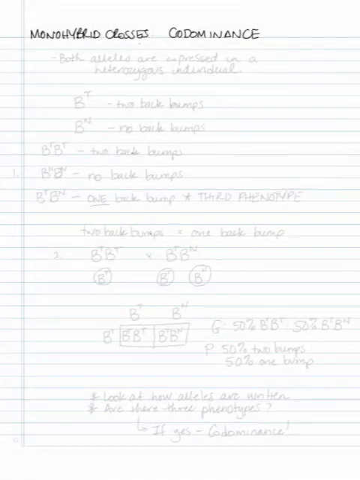Codominance is the second inheritance pattern that we've taken a look at. So far, the only inheritance pattern we had been studying was dominance and recessiveness, but we'll take a look at codominance. Codominance is the inheritance pattern where neither allele is dominant. So, in codominance, both alleles are expressed in the heterozygous individual.